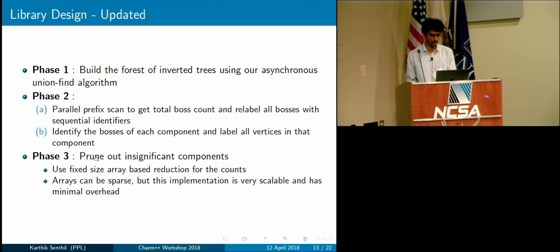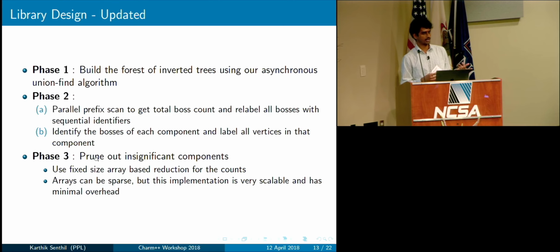And so we introduced an additional phase in phase 2, a subphase in phase 2. So before doing the labeling operation, we do a parallel prefix sum operation and find the total number of bosses that are currently present in your entire simulation. And we do this to relabel all our bosses with sequential identifiers. After doing this, you just continue with our original labeling algorithm, but relabel all your vertices with the new boss IDs, the sequential identifiers.